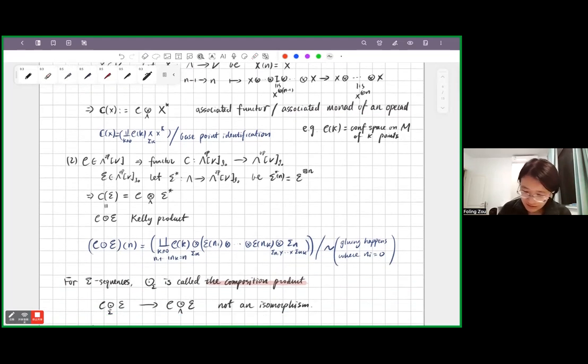And if we have a look at the example of the configuration space of n points, then this associated functor, what is it? Well, it is going to be the configuration space on M, and for each point you picked, you also picked a label in X. And furthermore, if your label is the base point, you can forget it. So that's what the base point identification is doing.